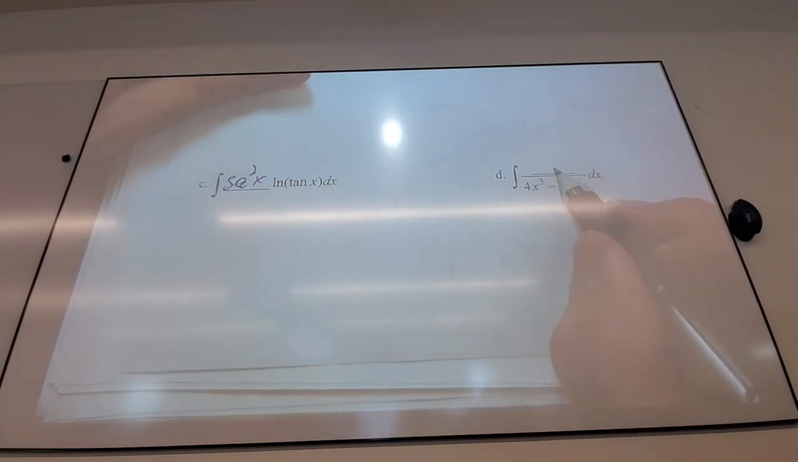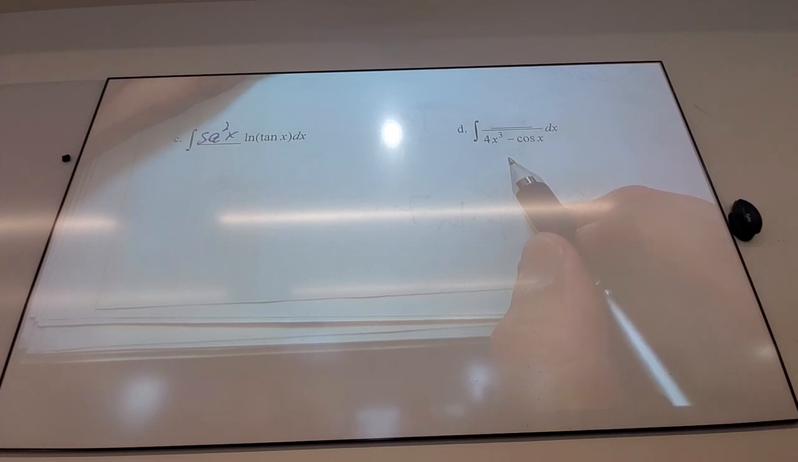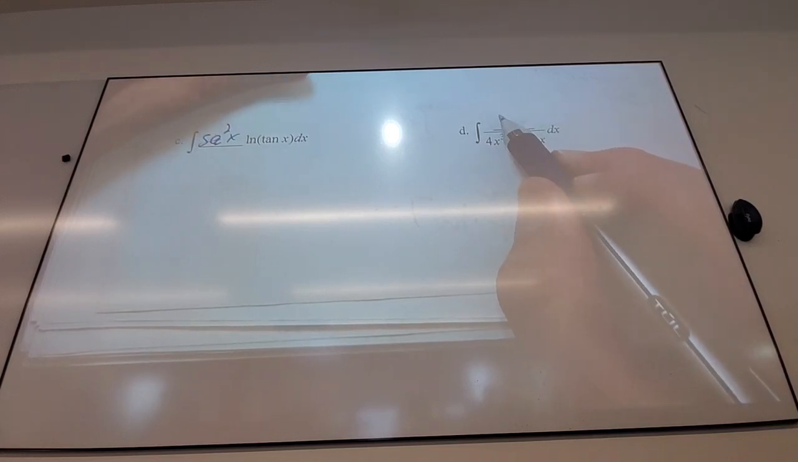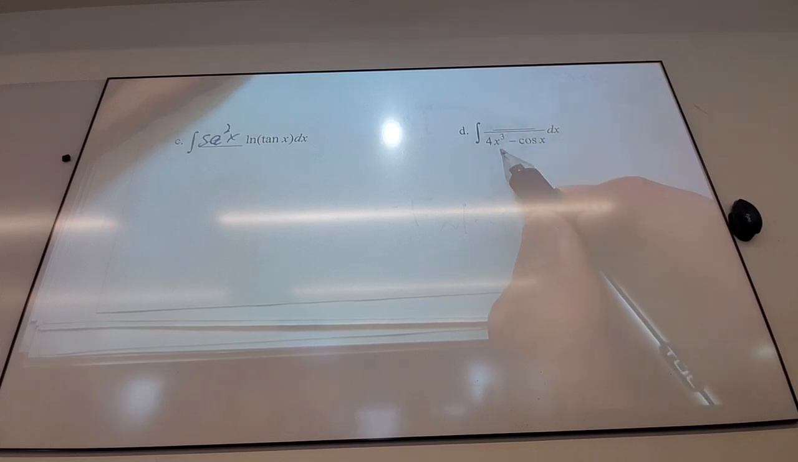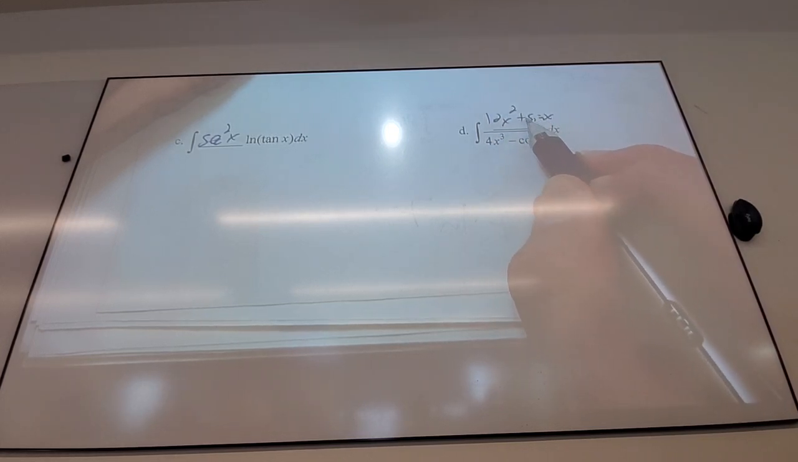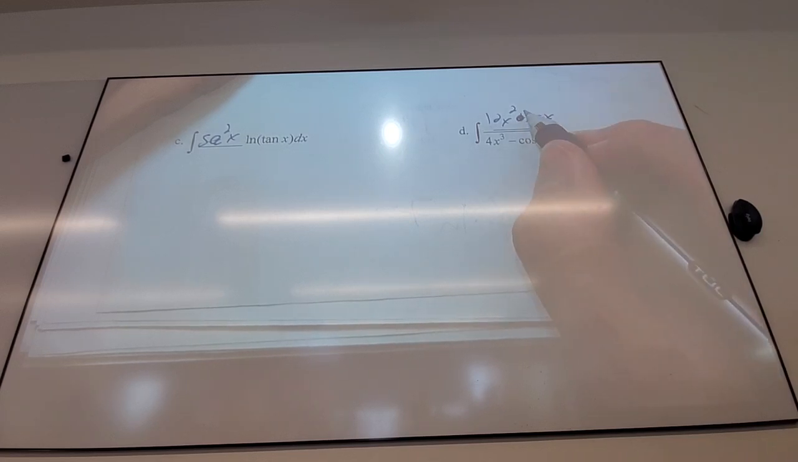And what about here? This was a little bit different, but the inside is this, 4x cubed minus cosine x, so what must be up here? What's the derivative of this? 12x squared plus sine. Well, I'm sorry, plus sine.